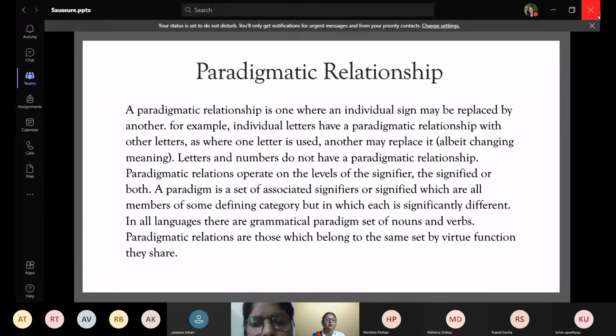Noun replaced by noun, verb replaced by verb, okay, but in which each is significantly different. In all languages, there are grammatical paradigm set of nouns and verbs. Paradigmatic relations are those which belong to same set by virtue of function they share. Virtue of function, क्या noun का क्या function है, तो दूसरे noun से आप कर दो, उसका function वही रहना चाहिए, ठीक है.